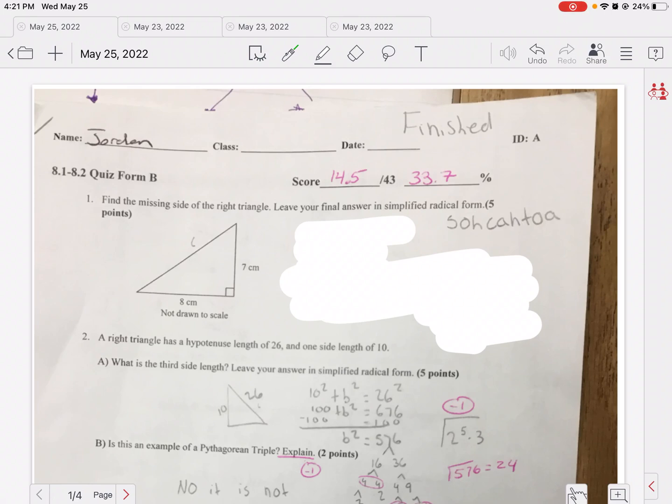So I'm going to talk through this test. I did take a terrible picture of the last page, so I won't be able to go over the last page with you, but I think going over all this will help you with this, okay?